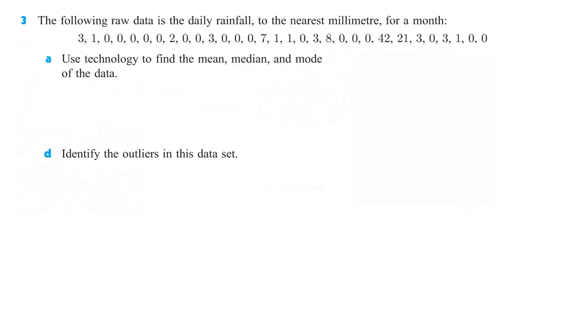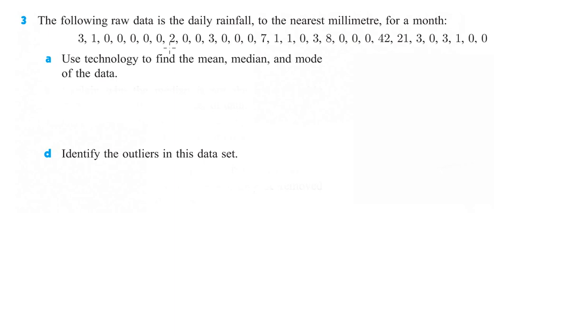Now let's take a look at 3. The following raw data is the daily rainfall to the nearest millimeter for a month. Use technology to find the mean, median, and mode of the data, and then we're going to identify outliers in this data set. Okay, so now there's a whole bunch in here with zeros in it.